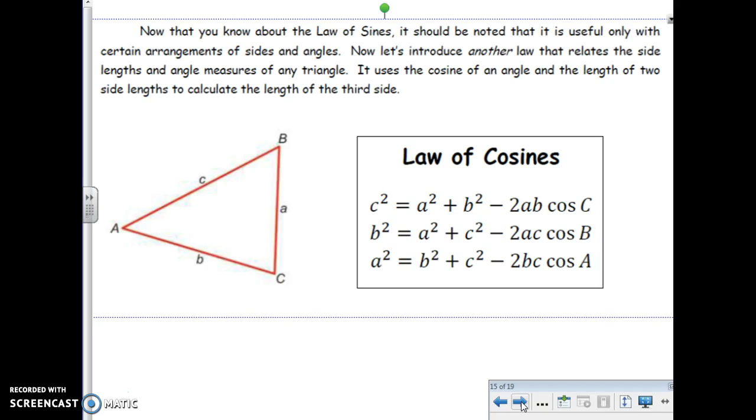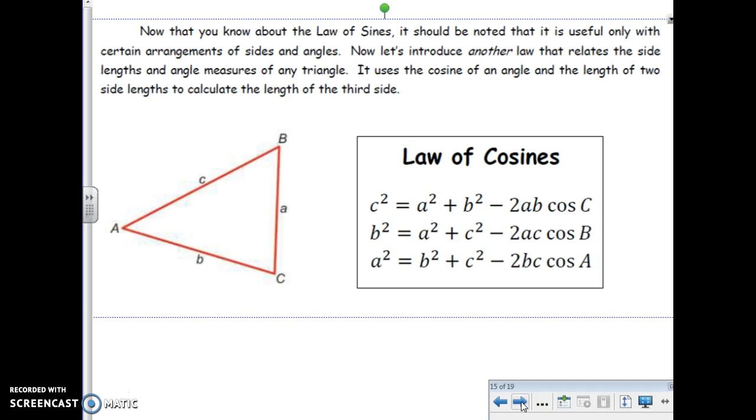Now, let's introduce another law that relates the side length and angle measures of triangles. It uses the cosine of an angle and the length of two sides to calculate the length of the third. So here is your basic formula that you guys have. C squared equals A squared plus B squared minus 2AB cosine C, and so on and so forth.